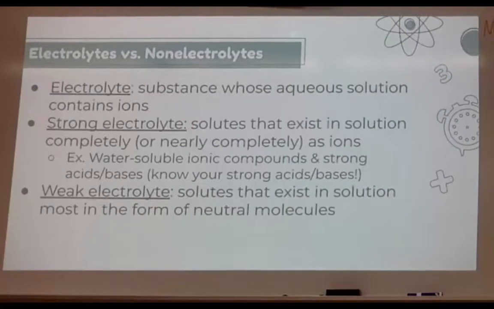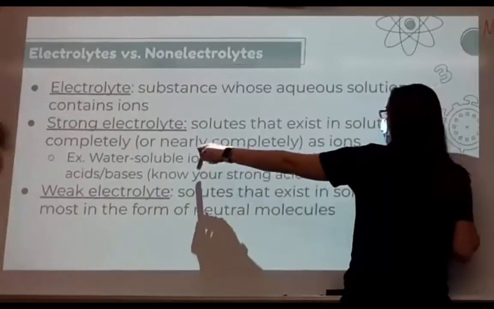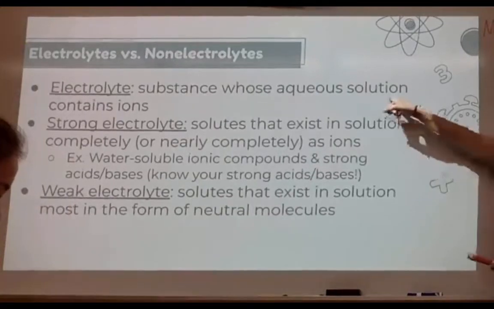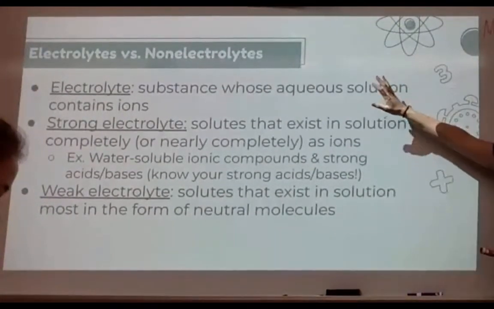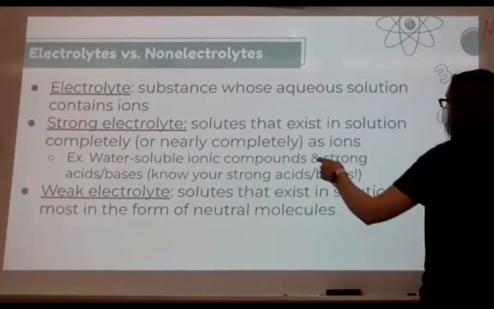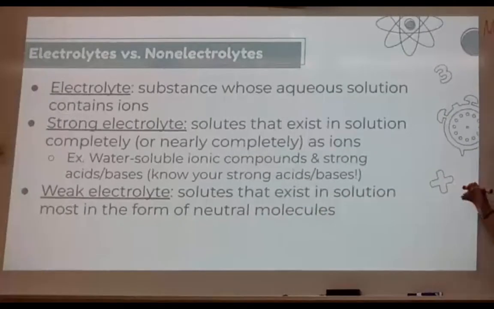So strong electrolytes, you have one of three things. You have a soluble ionic compound. So that is something that is composed of a metal and a nonmetal that is aqueous. Notice that solution means all of these are aqueous. If it is a solid, a liquid, or a gas, it's not an electrolyte at all. But a soluble ionic substance is a strong electrolyte. Strong acids and strong bases. Now you do need to know your strong acids and strong bases.